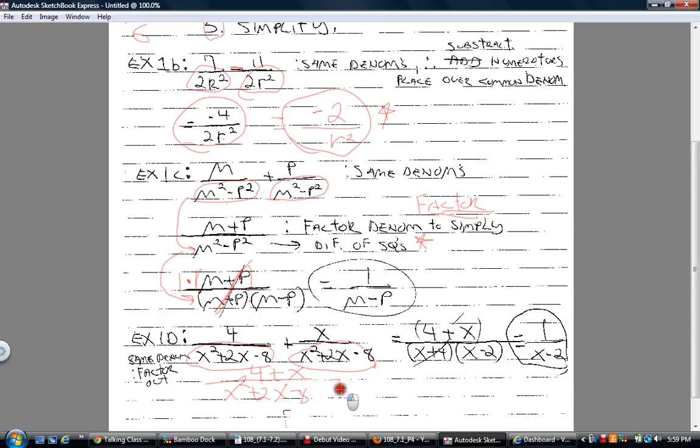From here, that step's optional. You might or might not need it. You ask yourself, can you factor the denominator? The answer is yes, by reverse FOIL. So you write out the factors x plus 4 times x minus 2. Then you realize the like factors stacked on top of each other equal 1, and you're left with 1 divided by x minus 2, and there's your answer.